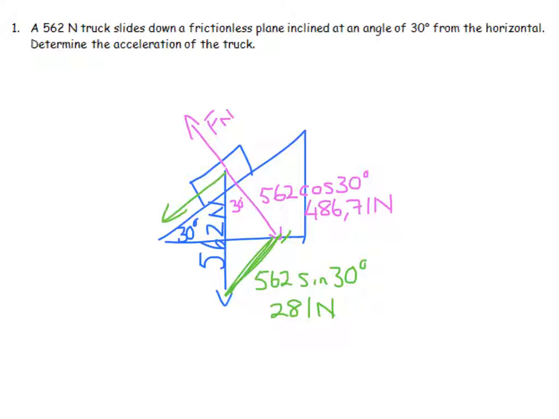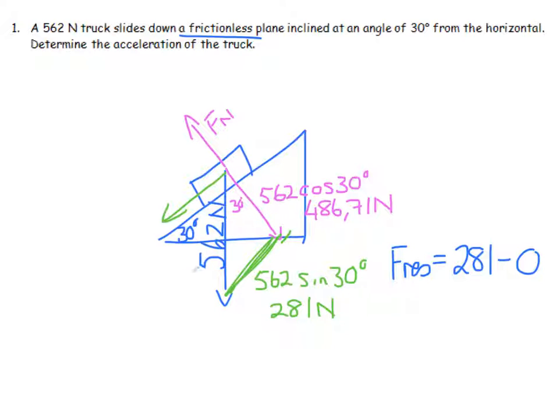Now, the green line, parallel to the plane, is actually that force over there, and that is the force that is causing it to accelerate down the slope. So I am going to say force resultant is equal to the big force, which is the force down the slope, minus a small force. This is a frictionless plane, so there's no friction. And then it is the mass.